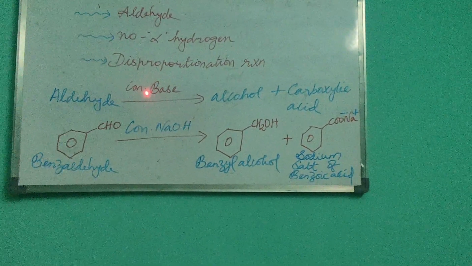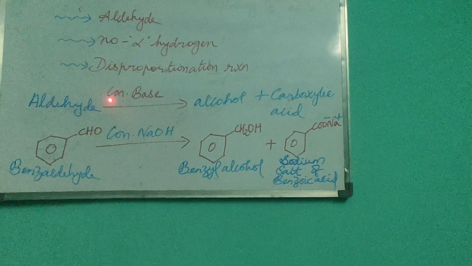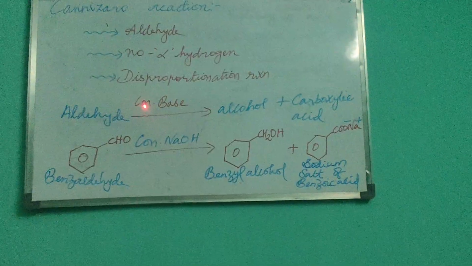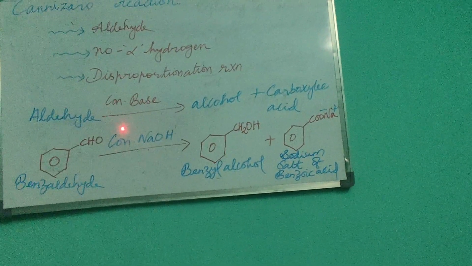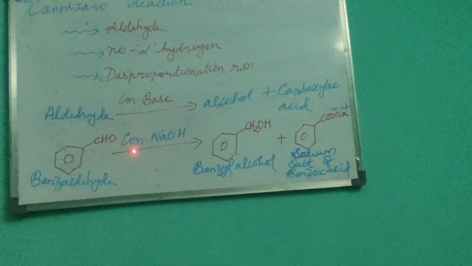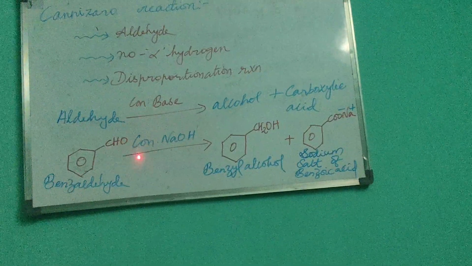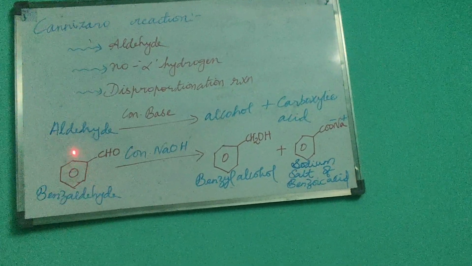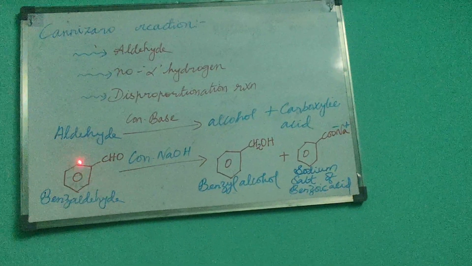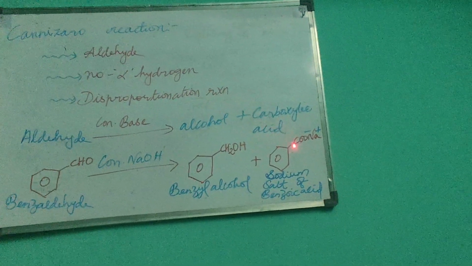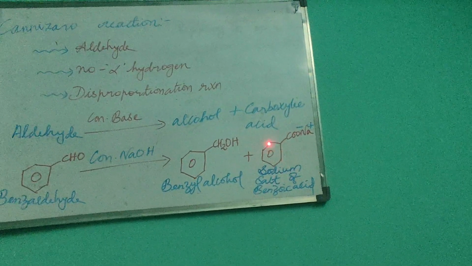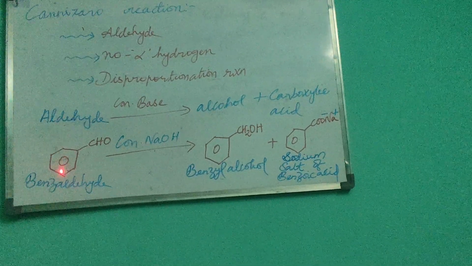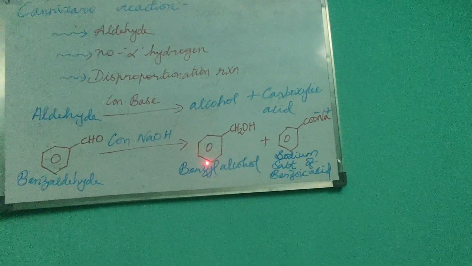As you see here, I have already put the concentrated base; any kind of concentrated base can be used, which means we can use concentrated sodium hydroxide or concentrated potassium hydroxide. This benzaldehyde will undergo oxidation as well as reduction. It undergoes oxidation to give benzoic acid, and the same benzaldehyde undergoes reduction to give benzyl alcohol.